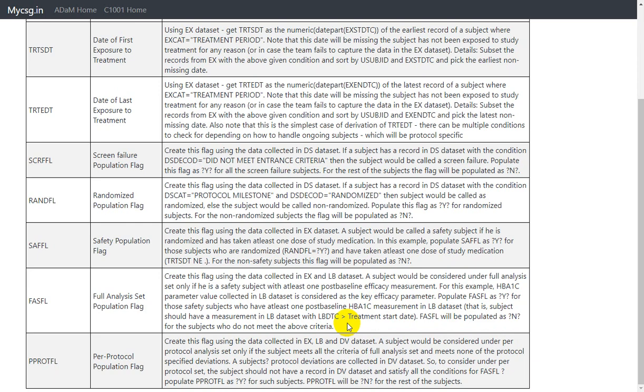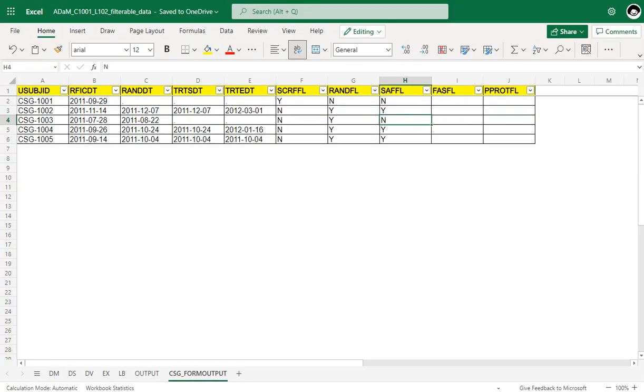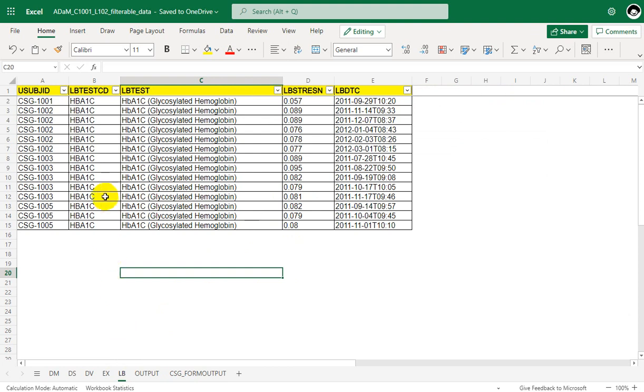Now let us see how to manually identify this first and then move to the programming approach. In earlier videos we have seen how to derive screen failure flag, randomized flag and safety flag. For FASFL we need to use information from safety flag because this is part of the condition that has to be met. Additionally we were asked to check whether the subject has a particular piece of data in LB dataset. Let us go ahead and see what LB data has.